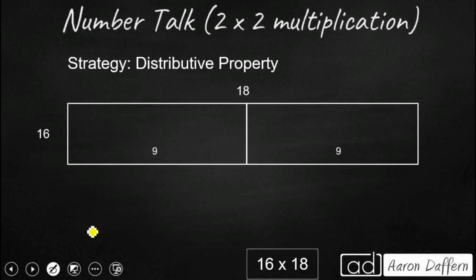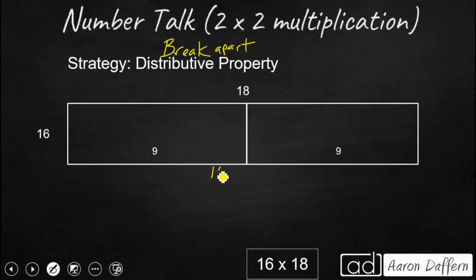So this is kind of a tough one. So what we're going to do is we're going to look at a few different properties of operations. We're going to start with our distributive property. And the distributive property lets us break apart one of our factors into addends that make it a little bit easier for us to multiply.